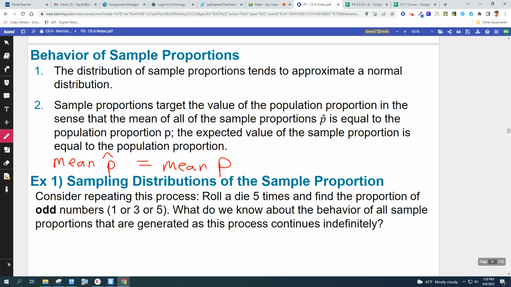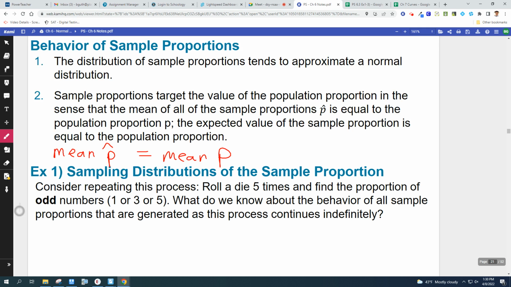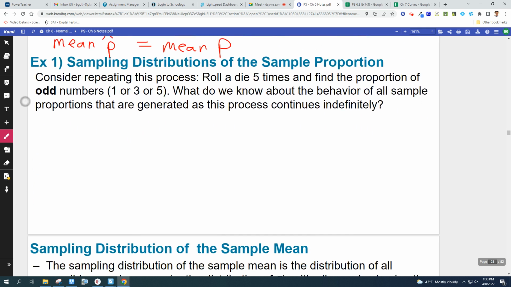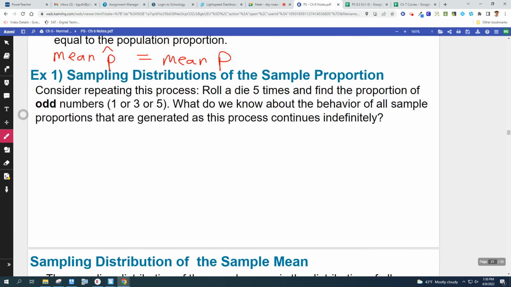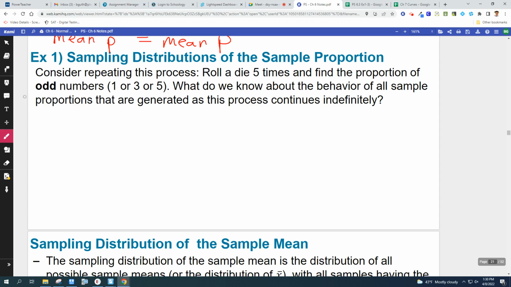And so that's good. We take a sample, we take a bunch of samples, all those samples have to be the same size. The average or the mean of those sample proportions is going to be the same as the overall population proportion. Okay, so write that down. Example 1.